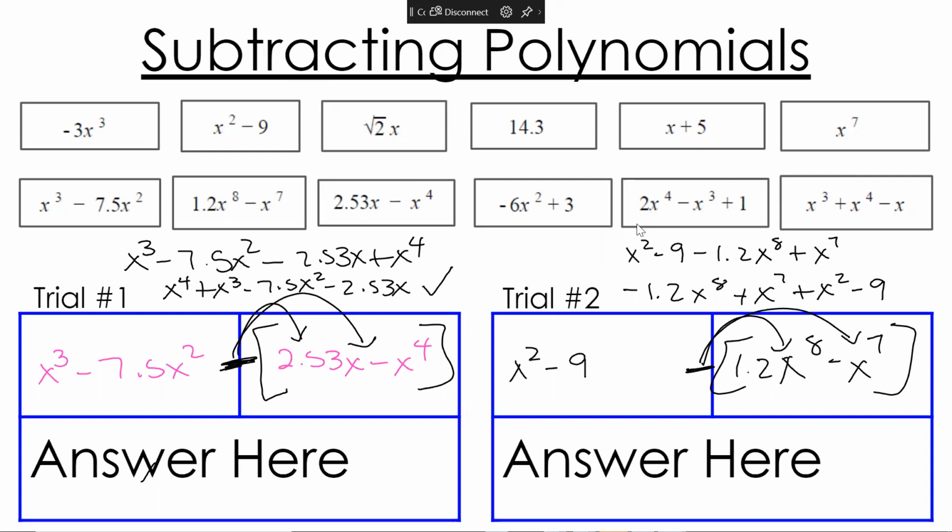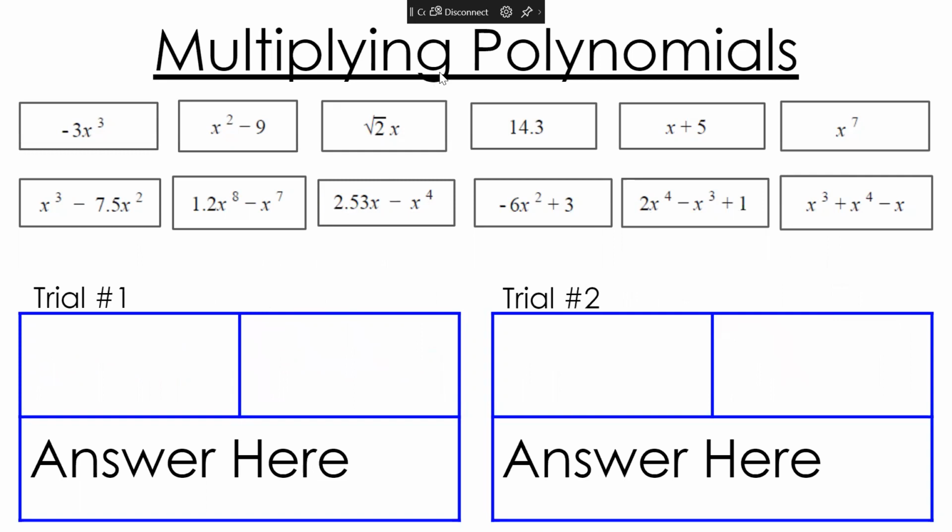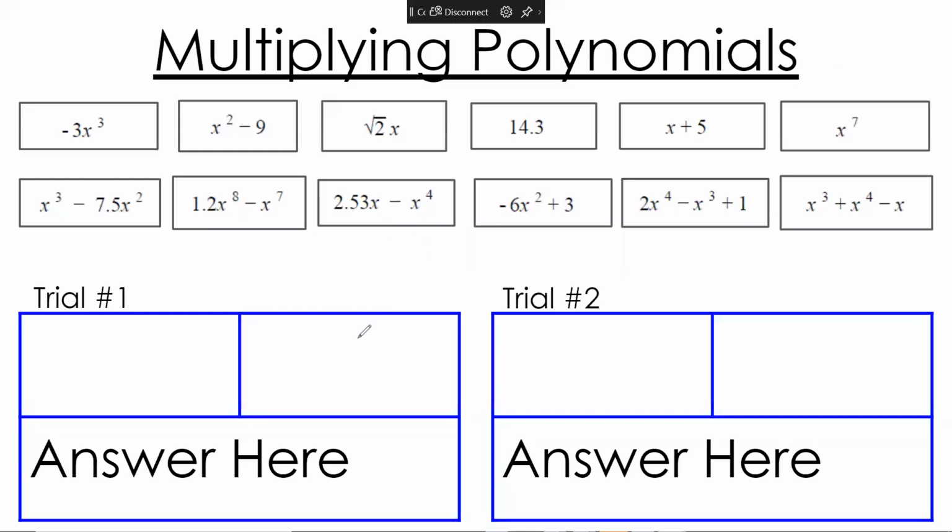Anybody writing anything down? Okay, cool. All right. Looking at the next one. I want you to pick two that you want to multiply together. So if I were to multiply polynomials together, let's think through this together. If I were to multiply polynomials together, would I get a polynomial? Why? There's multiple terms.